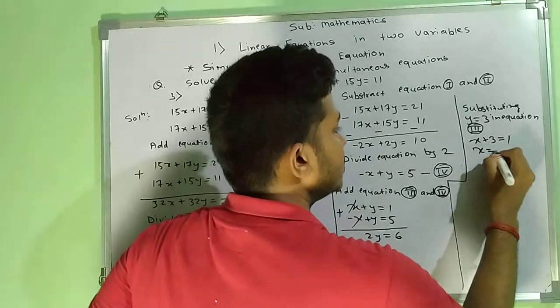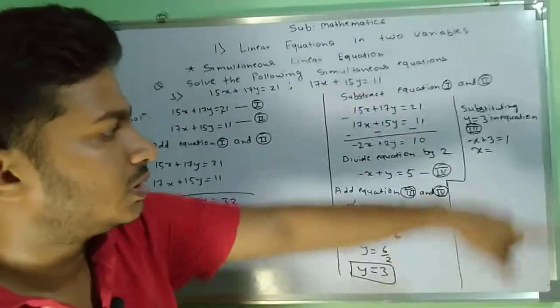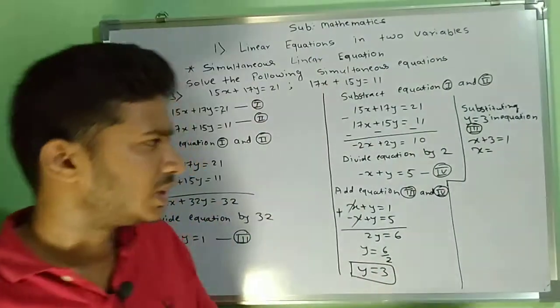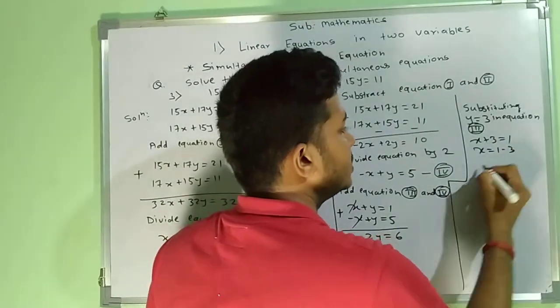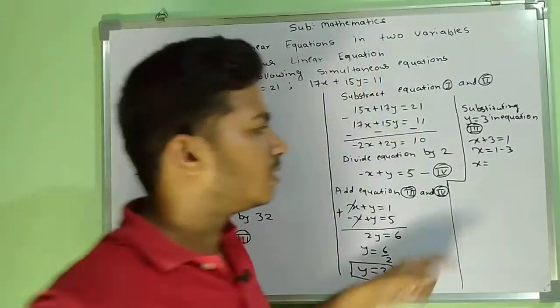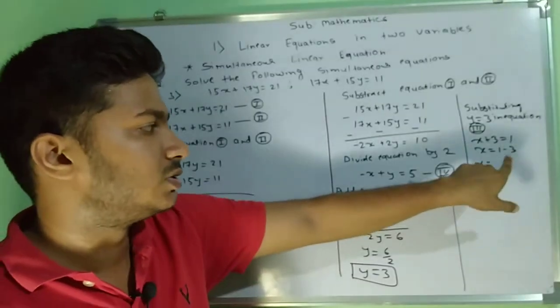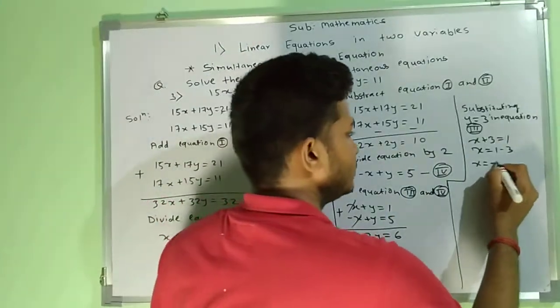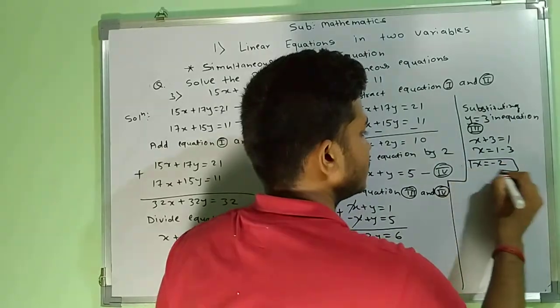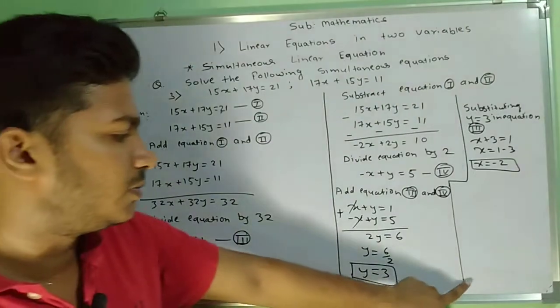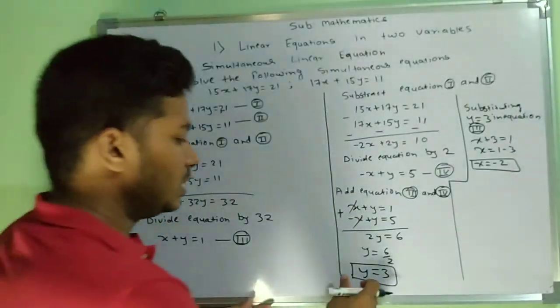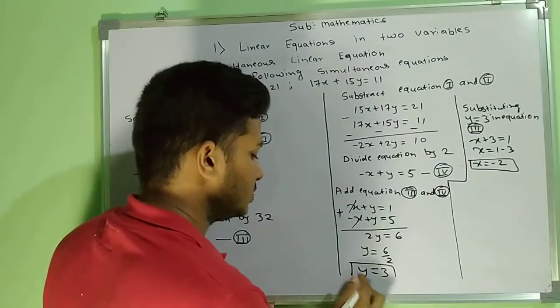So x will be here. That 3 we have to shift to the right hand side. So whenever it will go to the right hand side, it will become negative. So 1 minus 3. So x will be equal to, now 1 is smaller and 3 is higher. So 1 minus 3 will be minus 2. So here we got value of x as a minus 2. So that will be the solution of the equation.